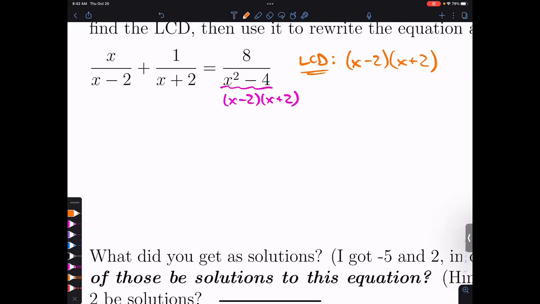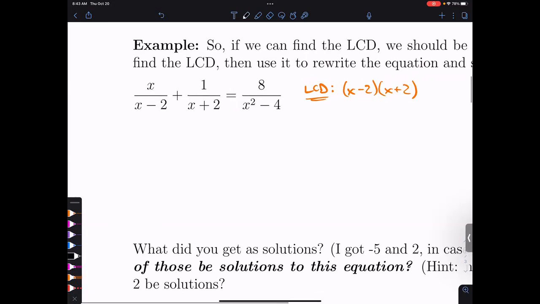Now, what I'm going to do with that, there are kind of two ways that we can think about this. I can either use it to actually rewrite all of the fractions and then go from there, or we can also use it to just get rid of all the fractions. I think that's the easier way to look at it. So what I'm going to do is take this equation.